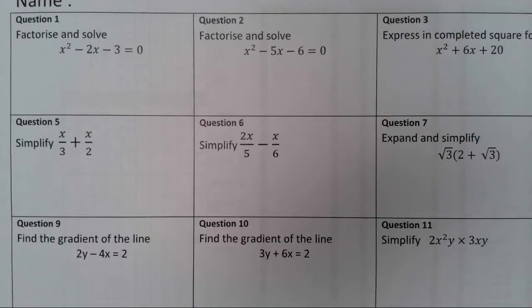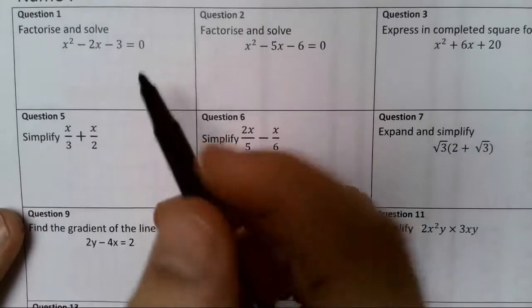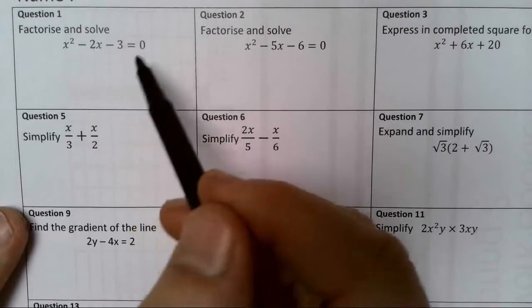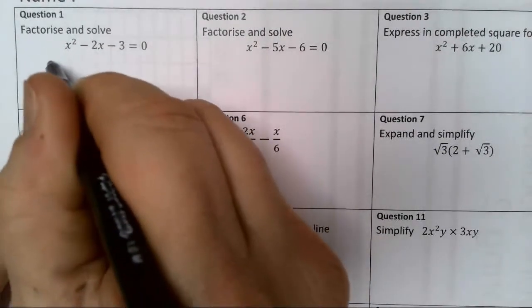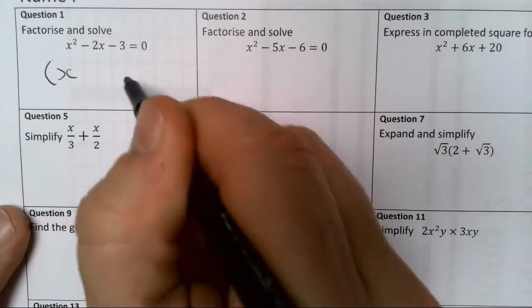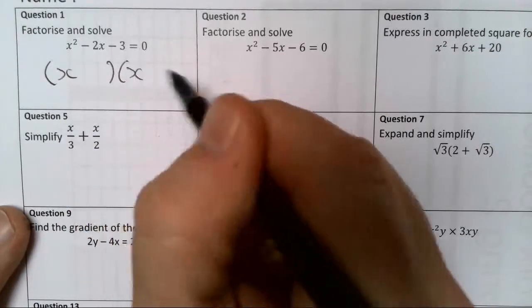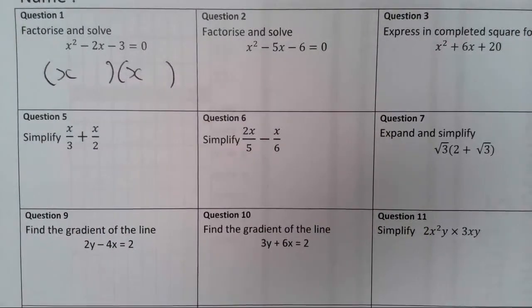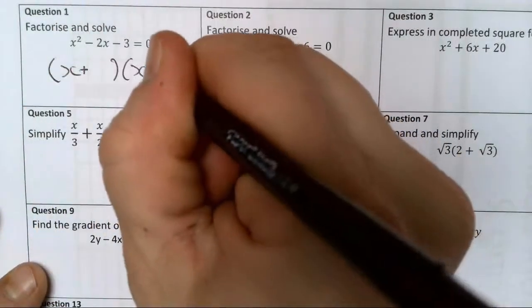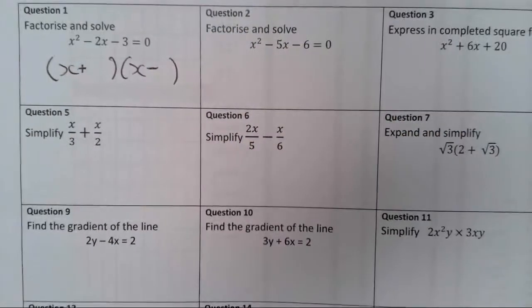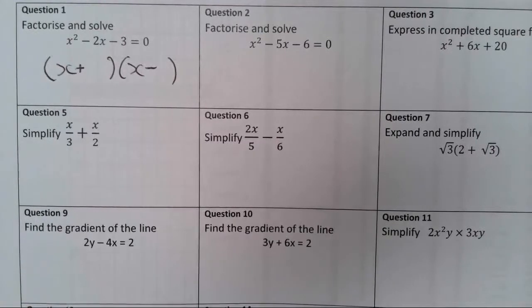Right, question 1. For a bit of factorizing quadratics, you have done this, so I need things that multiply to give minus 3. If this is a single coefficient of x, I can just have x and x. And then if I'm multiplying to give a minus number, I know that one is going to have to be positive and the other is going to have to be negative.